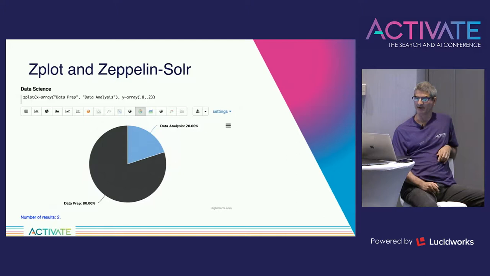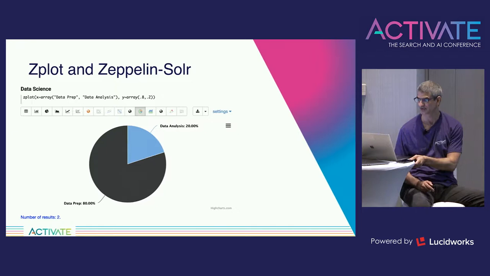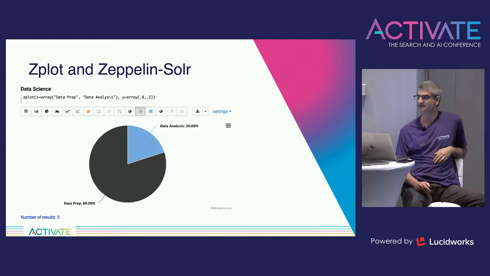There is a function called zplot, which is a streaming expression, and its main use is to take vectors, basically arrays, and make them plottable by Zeppelin. So in the example we have up here, the function zplot has two variables, x and y, and they're set to arrays. One array has the labels, data prep and data analysis, and the other one has the numbers for both of them. And you can plot anything you want using zplot like this inside of Zeppelin.